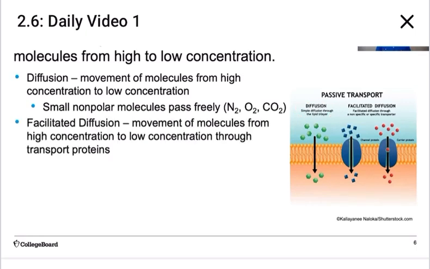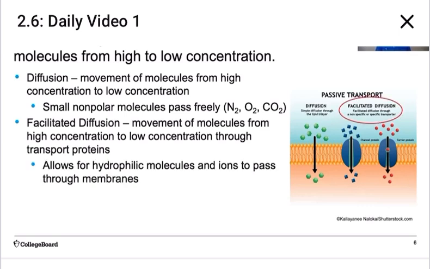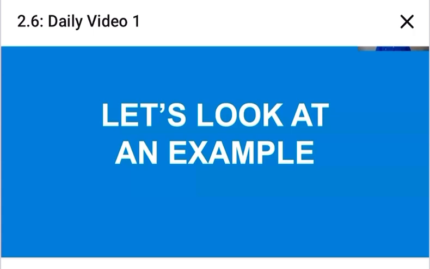Well, they then move through via a process called facilitated diffusion, which is again the movement of molecules from a high concentration to a low concentration, but it's done through transport proteins. It allows for hydrophilic molecules and ions to pass through the membrane. So now let's take a look at an example.